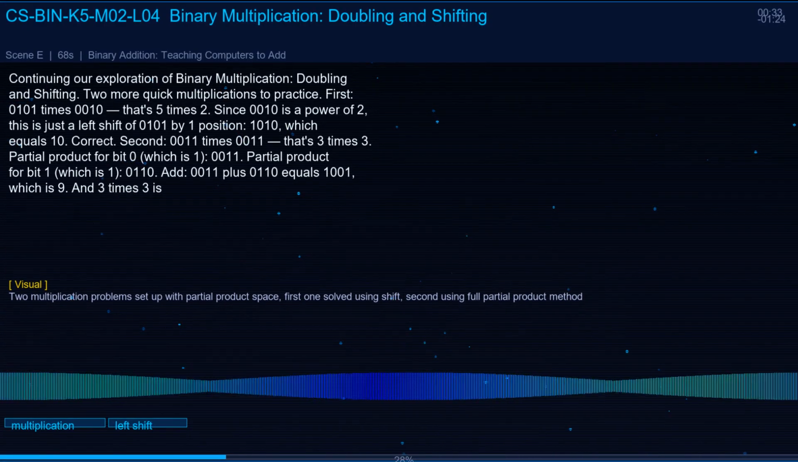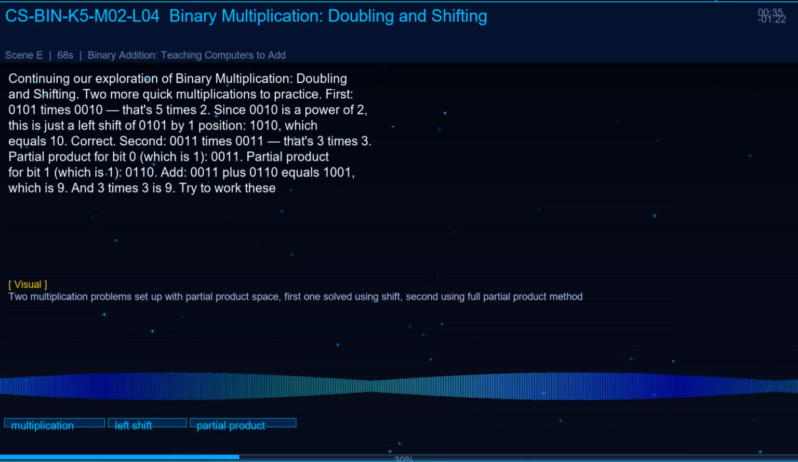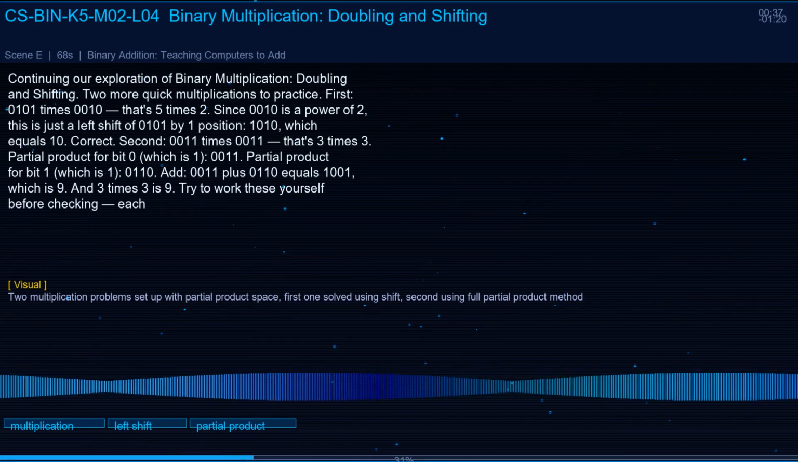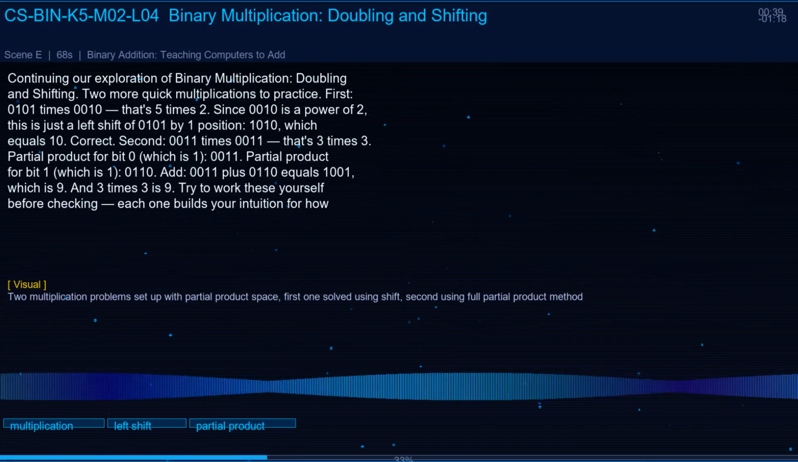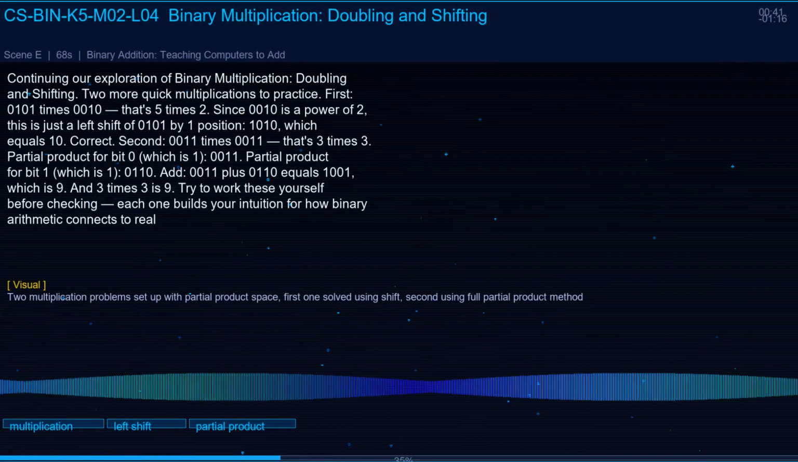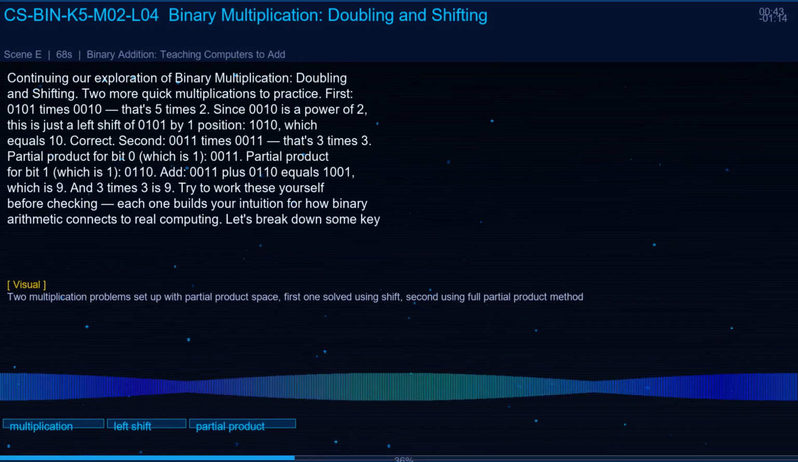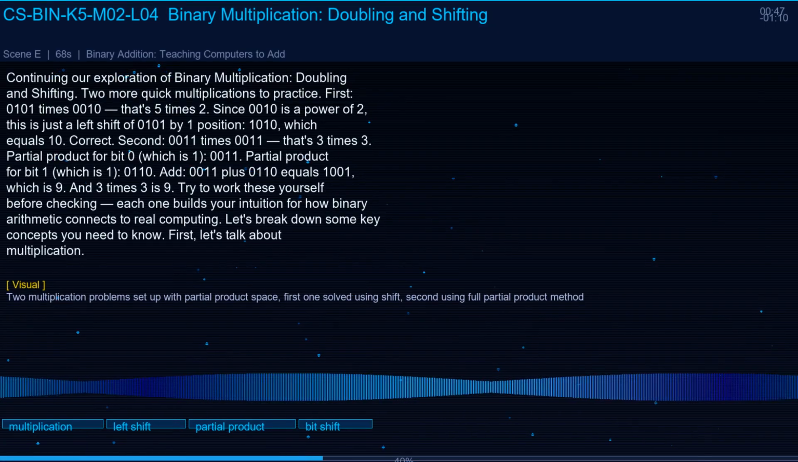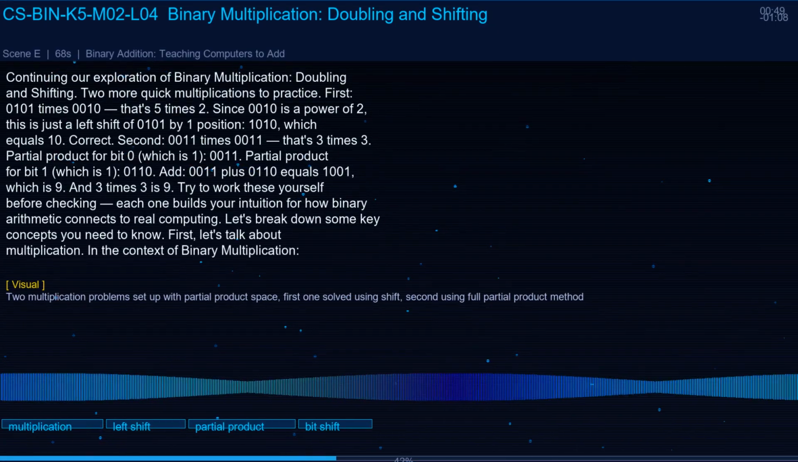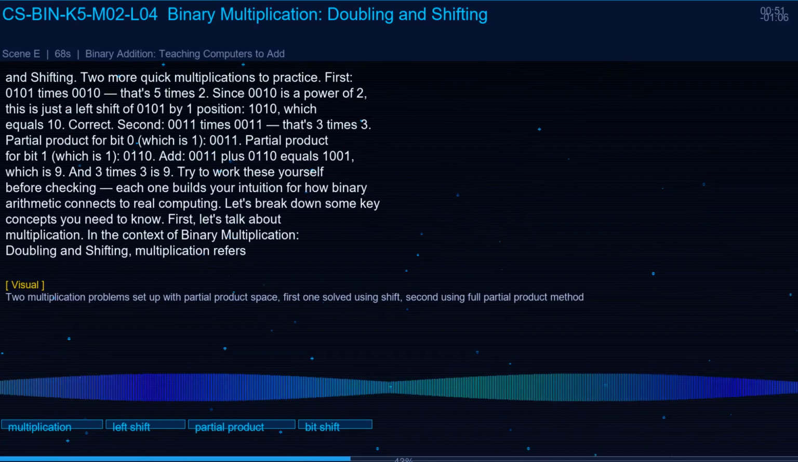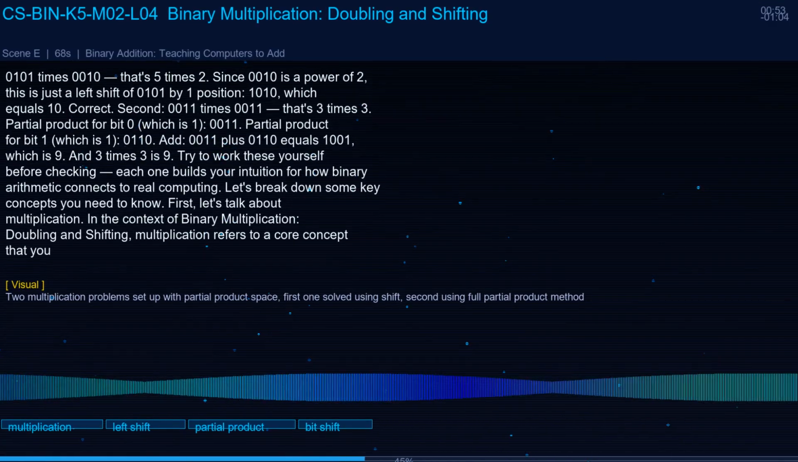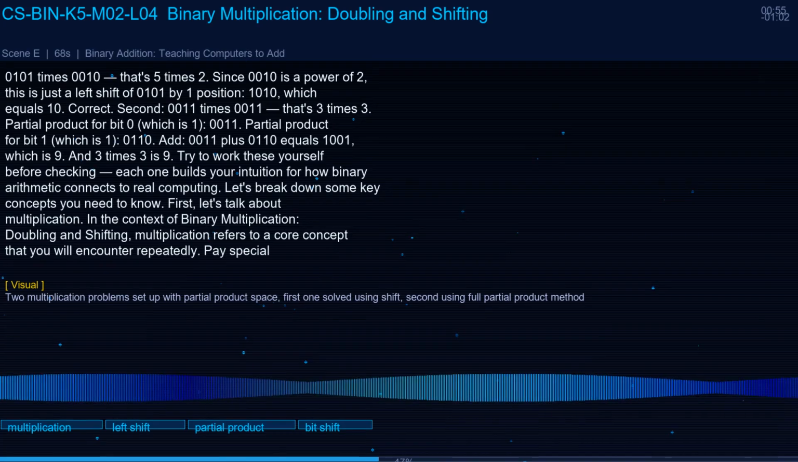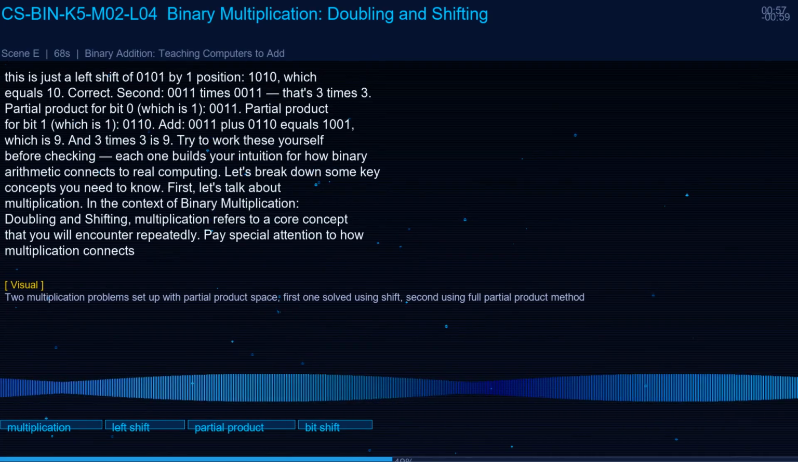Partial product for bit 0, which is 0011. Partial product for bit 1, which is 0110. Add 0011 plus 0110 equals 1001, which is 9. And 3 times 3 is 9. Try to work these yourself before checking. Each one builds your intuition for how binary arithmetic connects to real computing.